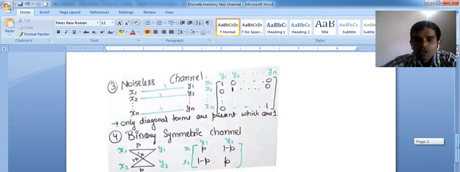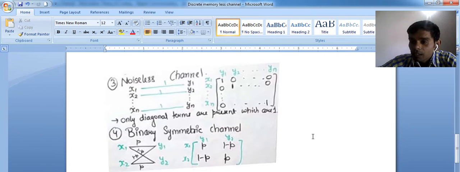Now the noiseless channel means a single input depends on a single output. Like x1 depends directly on y1, and y1 does not depend on another input or output. X2 depends on y2, xn depends on yn. So when we create the noiseless matrix, you find a beautiful matrix. This is called the diagonal. Only the diagonal items are 1.